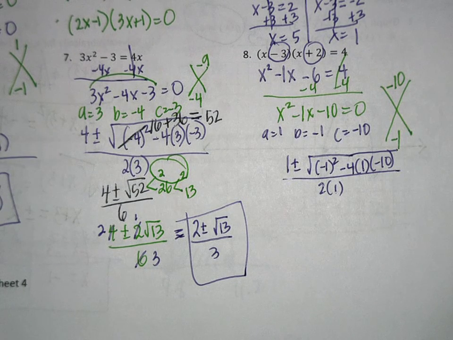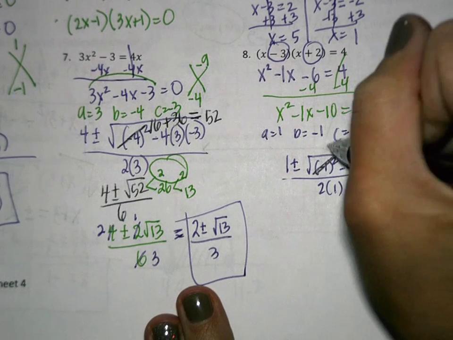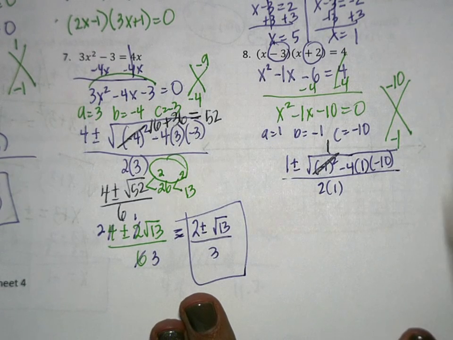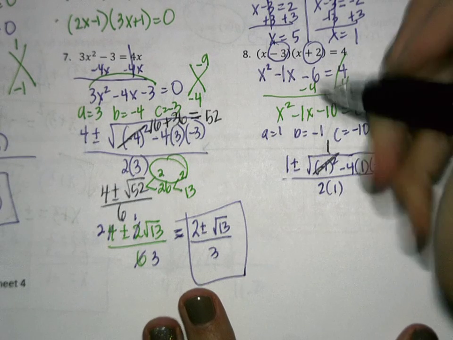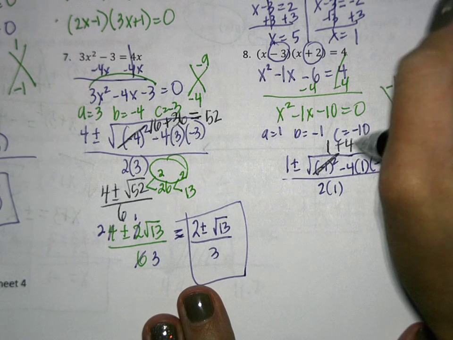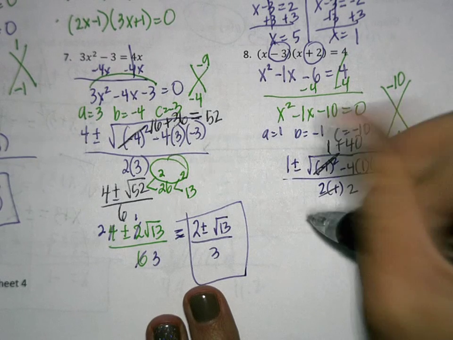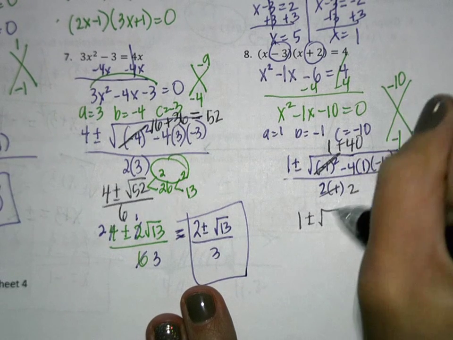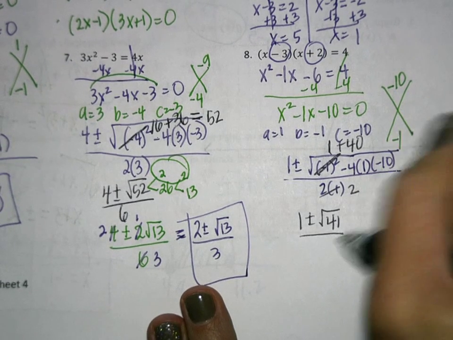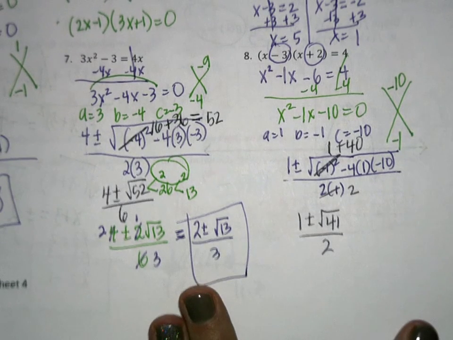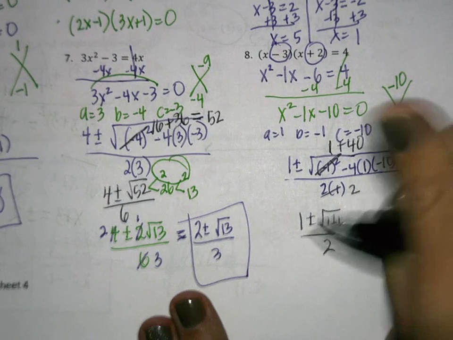What is negative 1 squared? 1. What's negative 4 times 1 times negative 10? Positive 40, and 2 times 1 is 2. So I get 1 plus or minus the square root of 41 all over 2. And 41 does not break down, so you don't have to do anything further, and that's your answer.